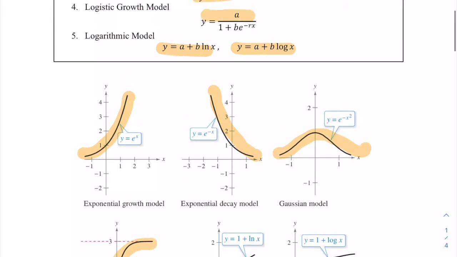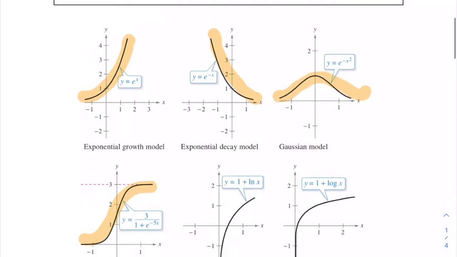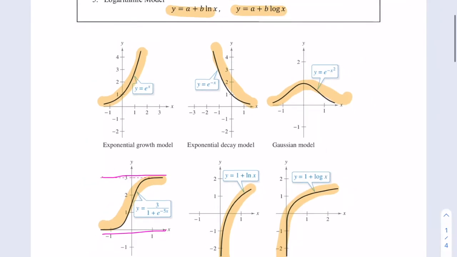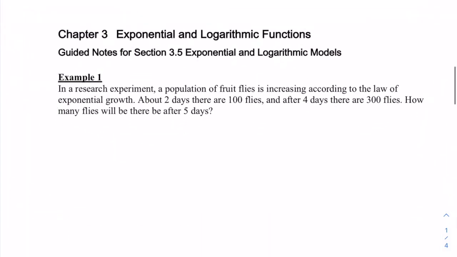The logistic growth model is really important for population studies, and you can tell that we have a horizontal asymptote here, above and below max and min, to restrict those populations. All right, so these two models, the logarithmic and the natural logs, they're not too different from what we've been covering so far. All right, let's look at the first example.